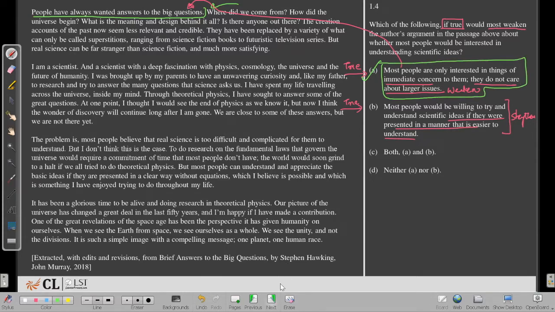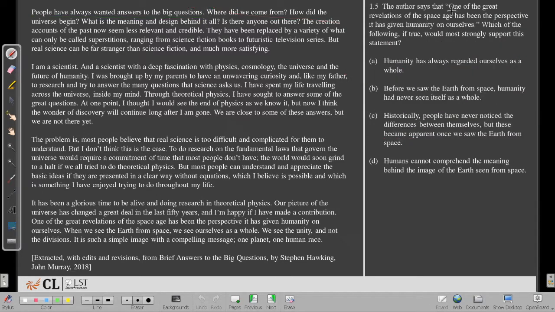And let's look at 1.5 here. The author says that one of the great revelations of the space age has been the perspective it has given humanity on ourselves. Where is it? One of the great. So we would want to look at where that discussion is. The answer would be right there. We have to just look at what that is. Which of the following, if true, would most strongly support this statement? We have to take this statement to be true.